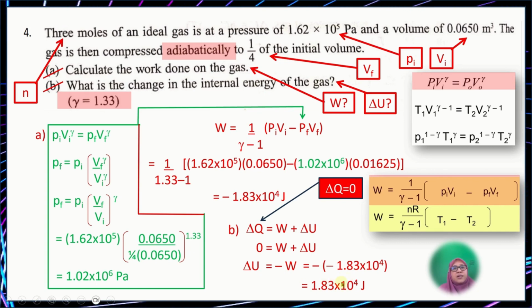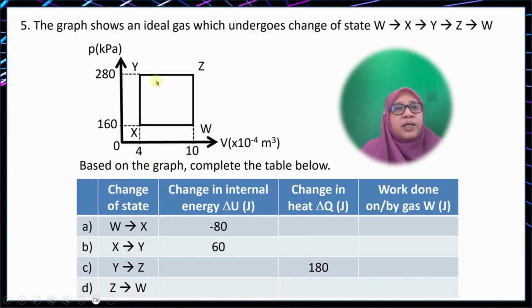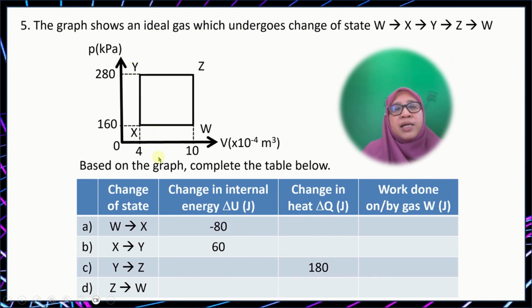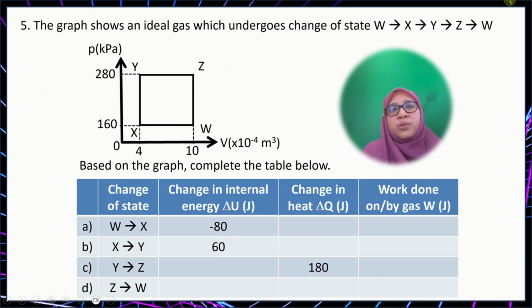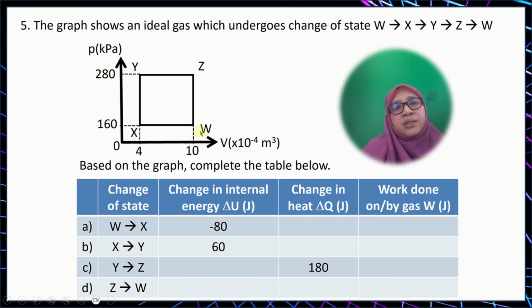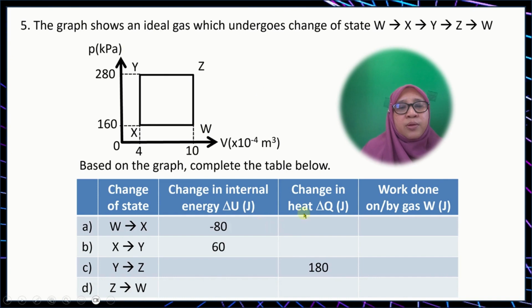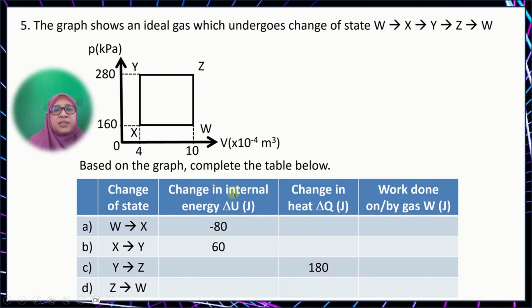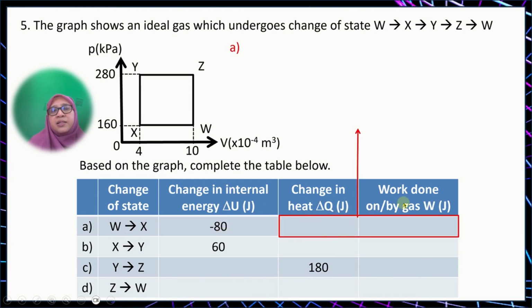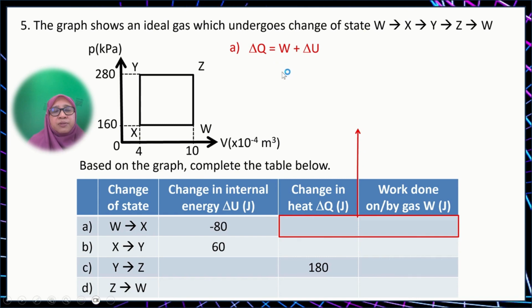Now we go to question 5. The graph given here, the state starts from W, then X, Y to Z, and then back to W. So this is a cyclic process because it goes back to the initial situation. We are going to fill in the table. Given the change in internal energy, to find the change in heat and the work done, you can use the first law of thermodynamics.